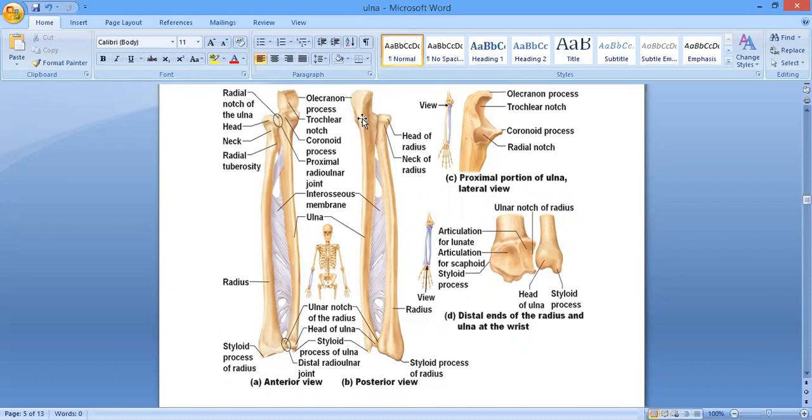And inferiorly, by its apex, this posterior surface is going to be continuous with the posterior border of the shaft of the ulna.